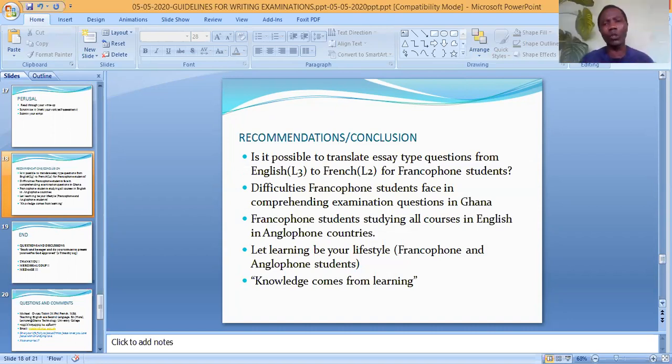And then we said that learning should be your lifestyle. In conclusion, learning should be your lifestyle. Knowledge comes from learning. A student should not be a mere participant of school activities. Every student, every learner should be studious, should be serious in his or her studies. Once you do that, then you can confidently say that you are a student. If not, you are a mere partaker or participant of school activities.